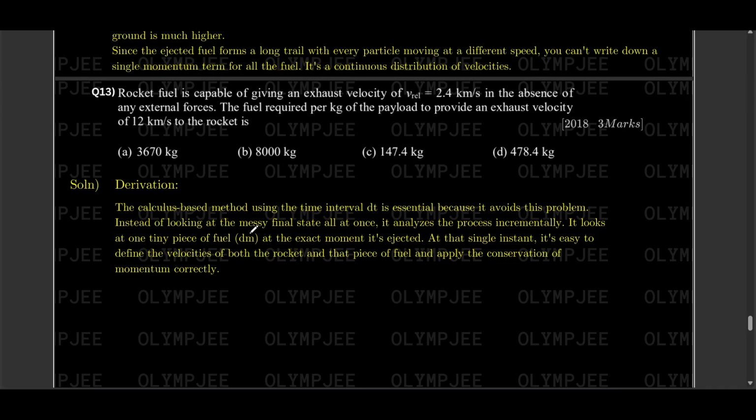We have to use the calculus based method and look at every time interval dt, right? Because we can write the velocity of the fuel ejected since we know the velocity of the rocket at time t and t plus dt. So instead of looking at the messy final state all at once, it analyzes the process incrementally. It looks at one tiny piece of fuel dm at the exact moment it is ejected, because if dm is ejected it will have some velocity, and only dm has been ejected, no other fuel with some other velocity. So let us see.